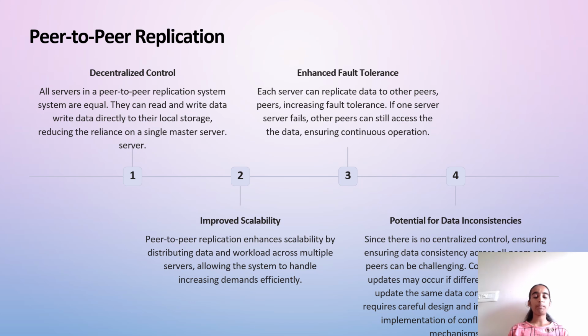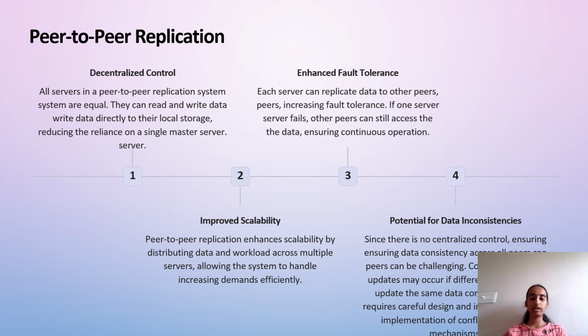Here comes the next topic, that is peer-to-peer replication. The first is the decentralized control. All servers in the peer-to-peer replication system are equal. They can read and write data directly to their local storage, reducing the reliance on a single master server.